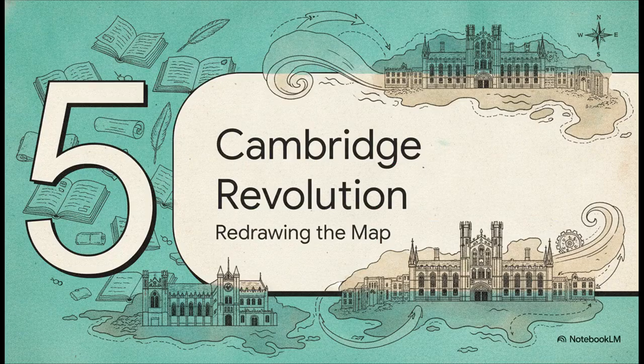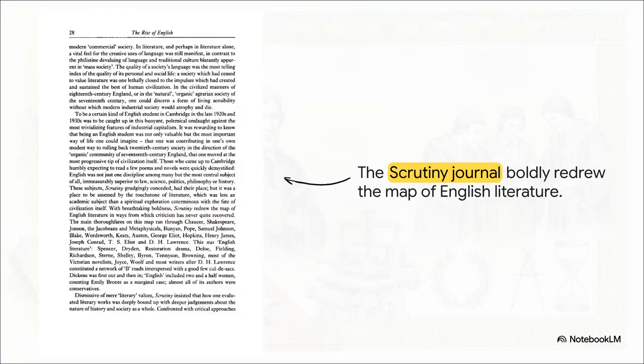Part 5. The Cambridge Revolution. Redrawing the Map. Following the war, a new generation of academics at Cambridge completely blasted apart the old assumptions. This wasn't just a minor academic shift, folks, it was a hostile takeover. These were people largely from the provincial lower middle class, and they were actively rebelling against the old patrician elite. Central to this was the Scrutiny Journal movement, led by figures like F.R. Leavis, and this brilliantly illustrates how they argued that English wasn't just a subject, it was the supremely civilizing pursuit.